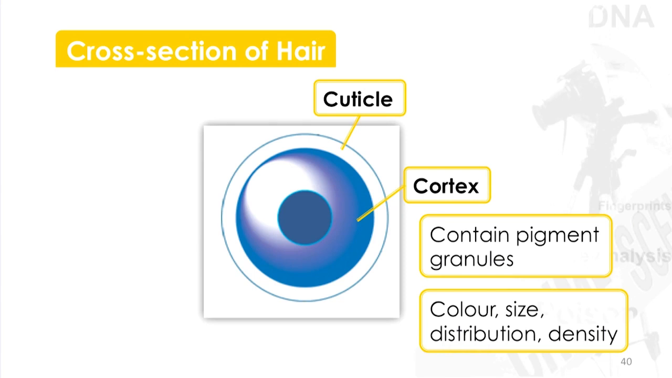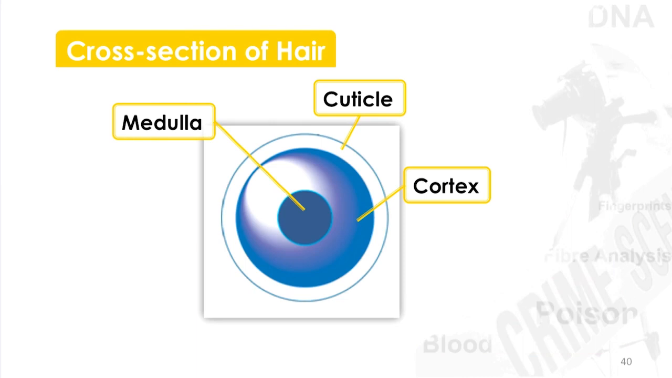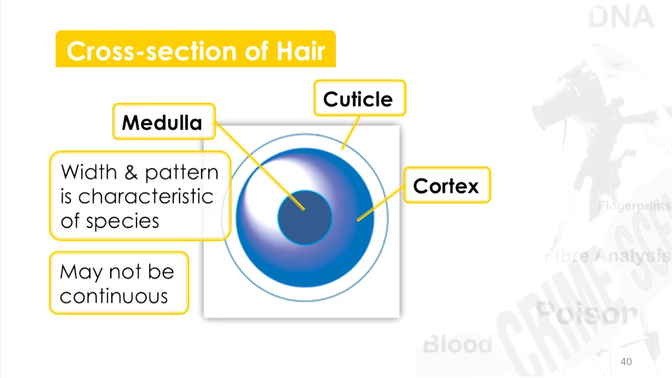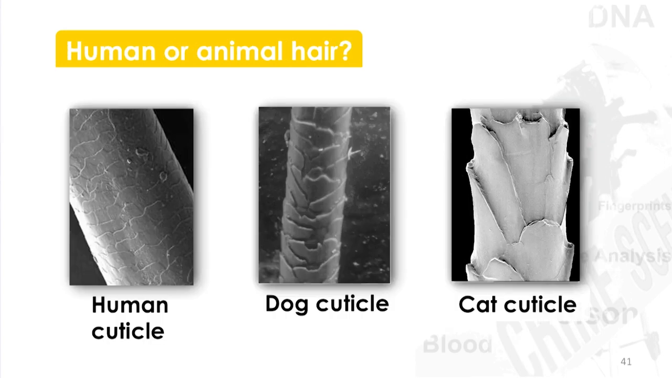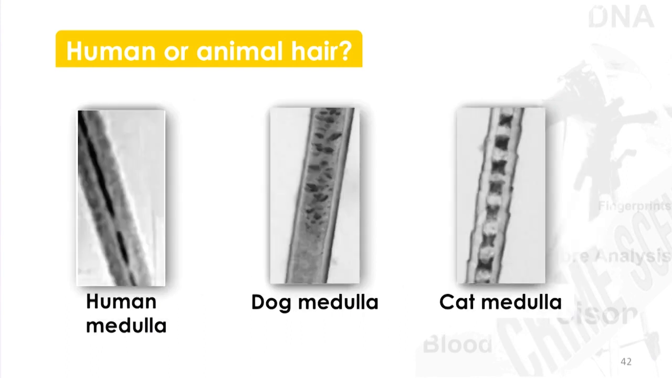And in the very center is the medulla. And again, this is particularly useful for identification of the species. So here, for instance, are three different hairs. There's the cuticle, and you can see between human and dog and cat, they're quite different. Also the medulla. You can see the pattern for the human, the dog, and the cat hair are quite different. So from microscopic inspection, you can determine whether a hair is human or from a different animal.